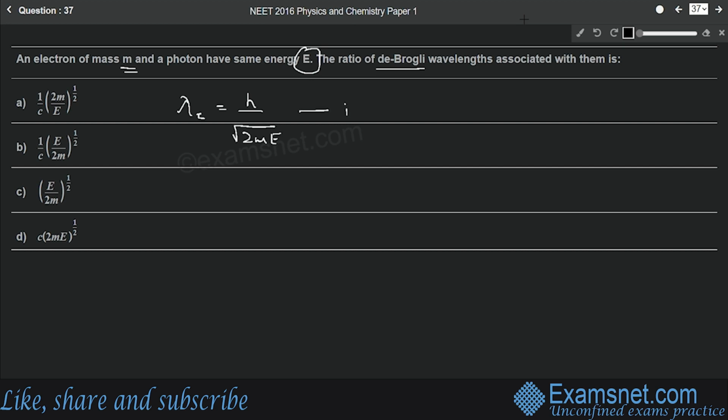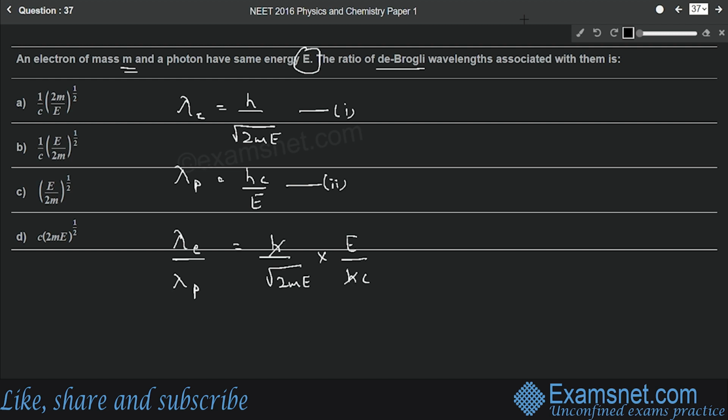Okay. Let's say this is equation number 1. And the de Broglie wavelength of photon will be equal to hc by E. This is equation number 2. Now we simply have to find the ratio. So de Broglie wavelength of electron upon the de Broglie wavelength of photon. This ratio will be equal to h by under root 2mE into E by hc.